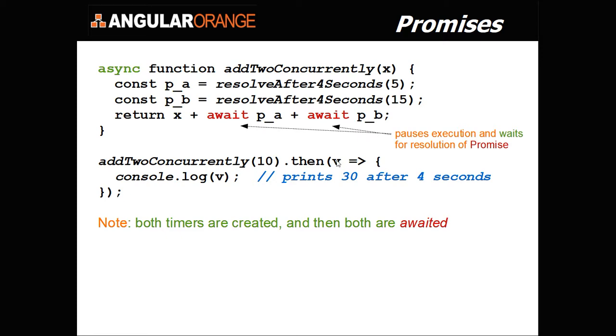So the callback to this uses this anonymous fat arrow operator function, and I just log the value of the callback. And I'm going to say the resolution of the async function. So this v is the resolution of this async function. Both timers are created and then both are awaited. Okay, so here these two awaits are basically waiting for these two timers to complete, but they're running. The two timers are running concurrently.